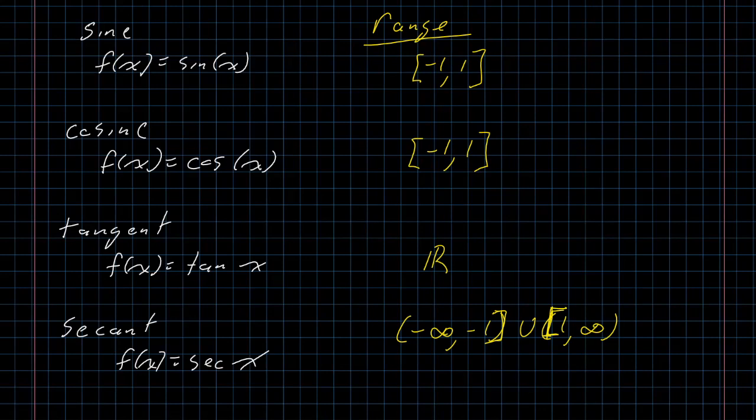Another way that I sometimes think about the range, the range for sine and cosine is that the absolute value of y has to be less than or equal to 1. And the range for the secant is that the absolute value of y has to be greater than or equal to 1. So just another way of thinking about the same sort of thing.